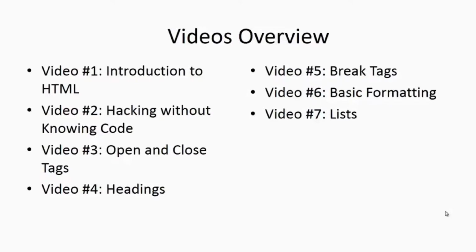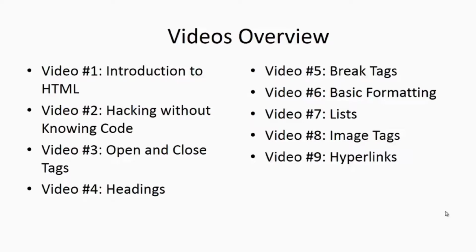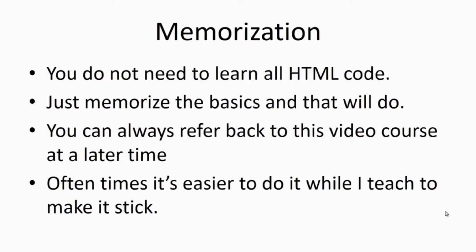Video number 7, we're going to talk about lists, unordered lists and ordered lists. How do you create these types of lists? Because this is something that you're going to want to do. And video number 8, we're going to talk about image tags and how to make them SEO friendly. And of course, video number 9, we're going to talk about hyperlinks. Not just how to create a hyperlink, but how to make it so when somebody clicks on it, it opens up in a new window. This is something that you are going to face over and over again, and that's why we're focusing specifically on these tags.